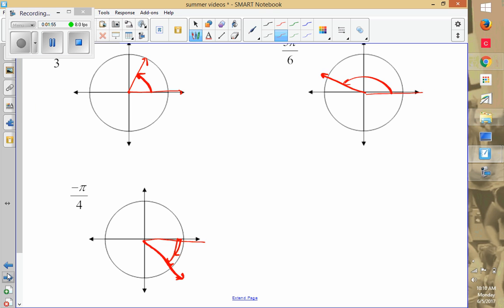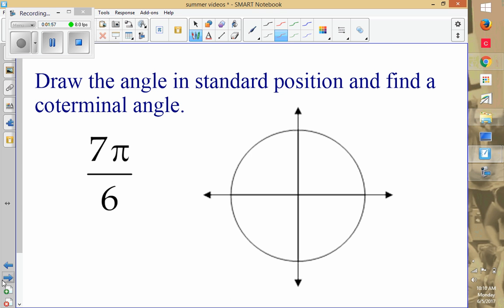So with that, draw the angle in standard position and find a coterminal angle. So here we have 7 pi over 6. 6 pi over 6 is 1 whole pi, which would take us to that 180 degrees. We are another pi over 6 away from that, so we're continuing in the counterclockwise direction. We are actually going to be in the third quadrant. So this is going to be our angle.